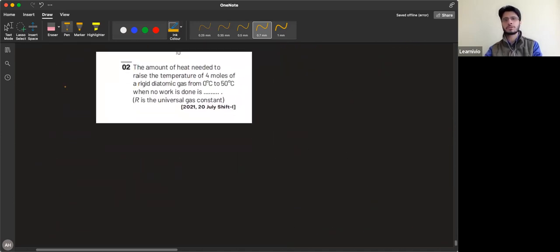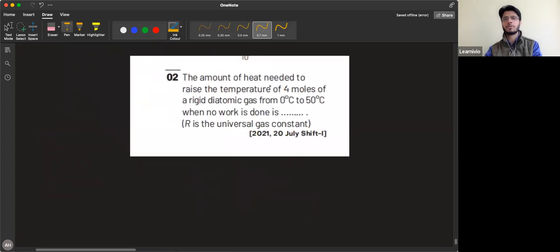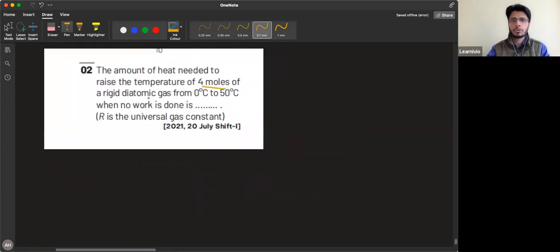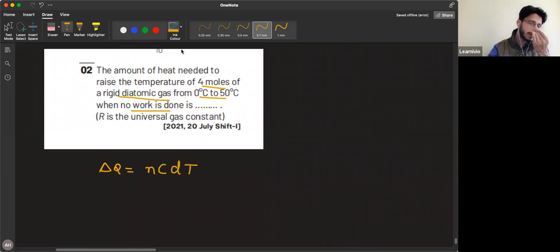Now see this question. The amount of heat needed to raise the temperature of 4 moles of a rigid diatomic gas from 0 to 50 degrees Celsius when no work is done. So the heat required can be calculated this way, nCvdT. Krishna, what type of process is this? When no work is done, what type of process is it? Isochoric, isobaric, isothermal, adiabatic? Isochoric, because work done is 0, which means volume is not changing. So you just have to calculate Cv here.